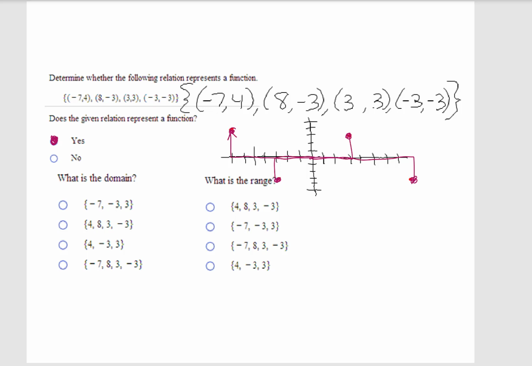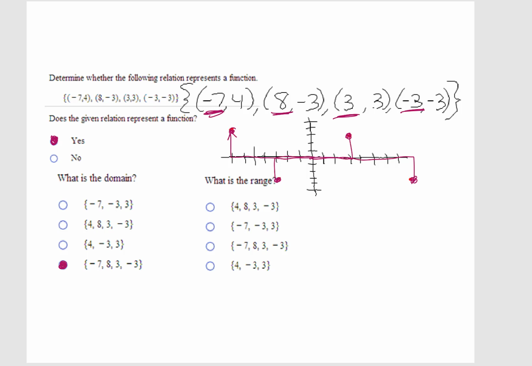So we can give an exhaustive list right here because we only have 4 ordered pairs. Now, you'll see later on that when we have a whole graph that we're considering, then we're going to have to use interval notation. But here, we can go ahead and list them all because we only have 4 ordered pairs. So the exhaustive list of this would be, remember we said domain is all the x's, right? So we have -7, 8, 3, and -3. And that would be this last choice.